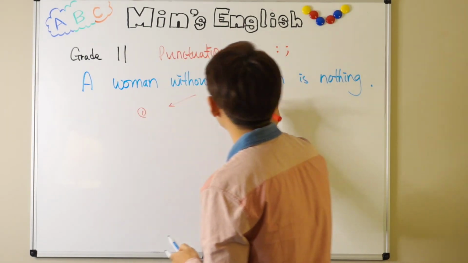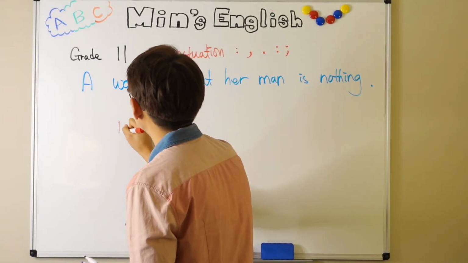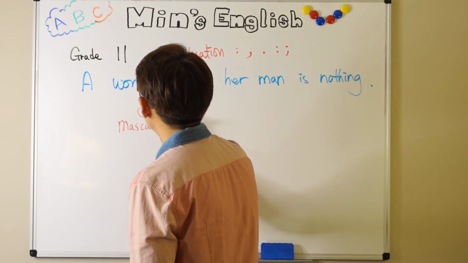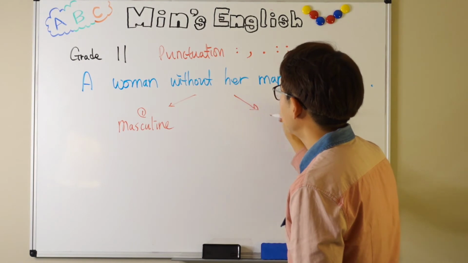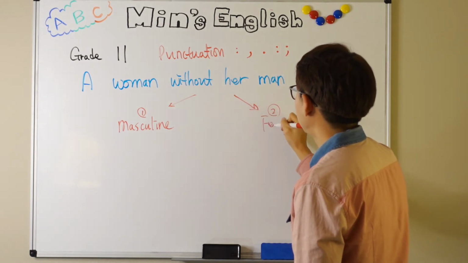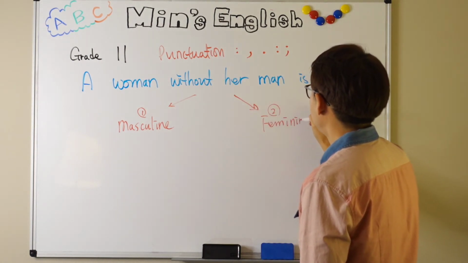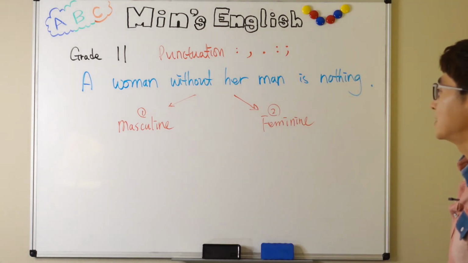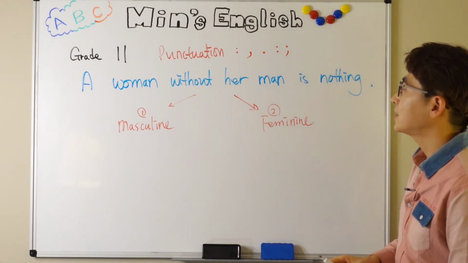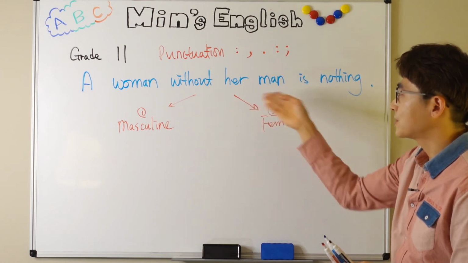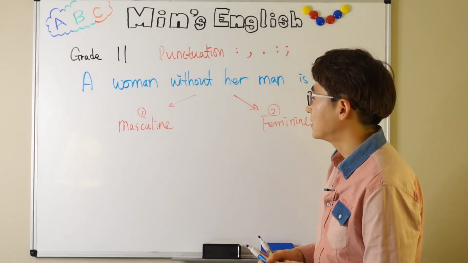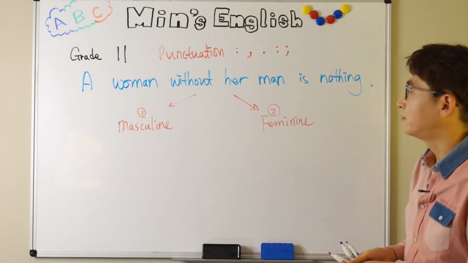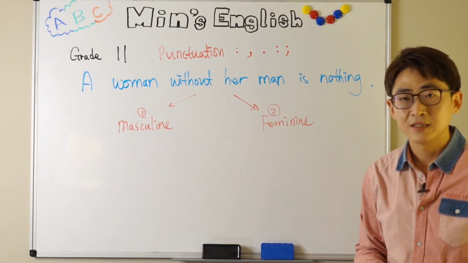one masculine sentence or two feminine sentence. So just by adding punctuations to this sentence, you can make a masculine meaning out of this or make it into a very feminine meaning.